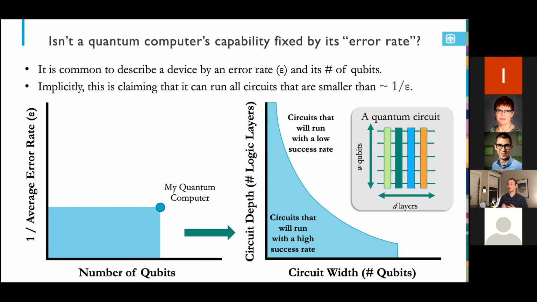And so you get this divide in the space of circuit shapes. This is a width times depth plot here, where all the circuits of these shapes will run with a high success rate. And outside that region, all the circuits will run with a very low success rate, so you can't actually run those circuits. And in actuality, this would be an exponential decay. There's not just a sharp cutoff.